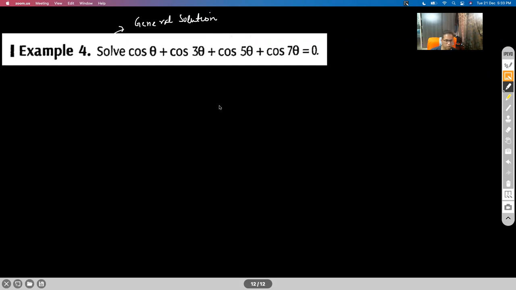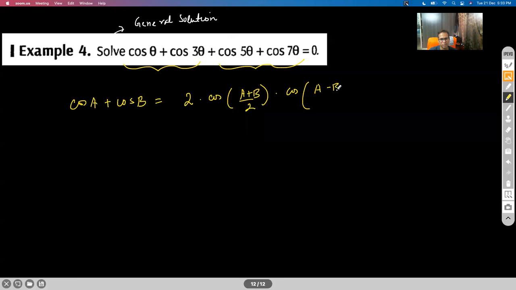Okay, so let's try to solve this question. Let's try to club these two expressions together and these two expressions together. I hope all of you remember the formula of cos A plus cos B. Cos A plus cos B is 2 cos (A plus B)/2 into cos (A minus B)/2. I hope all of you have retained the transformation formula in your mind through practice.